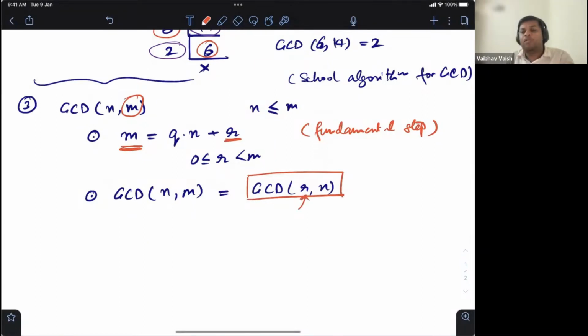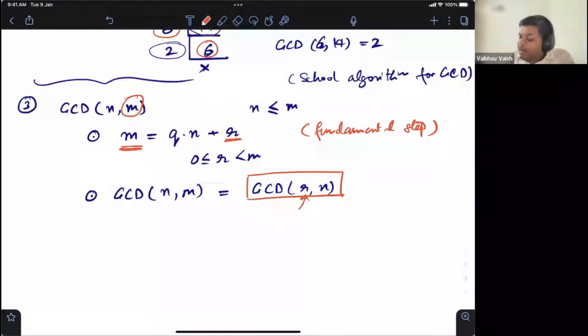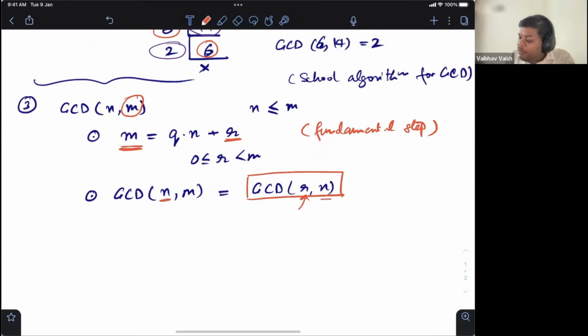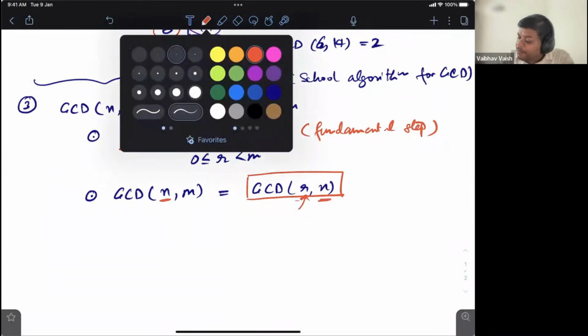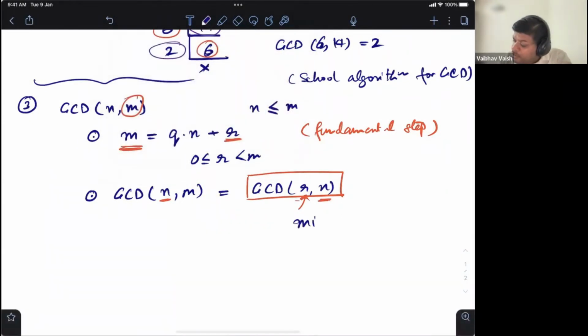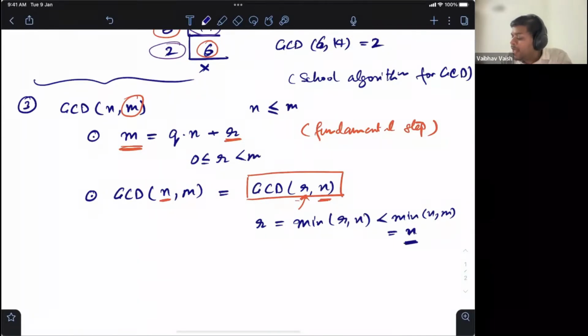And now you recurse. Now you perform the same thing again. The size of the numbers has come down. I mean, n was less than or equal to m, and R is strictly less than n. So it follows that the minimum of R and n is strictly less than the minimum of n and m, which is n. We had assumed n is less than or equal to m, so this minimum is n.